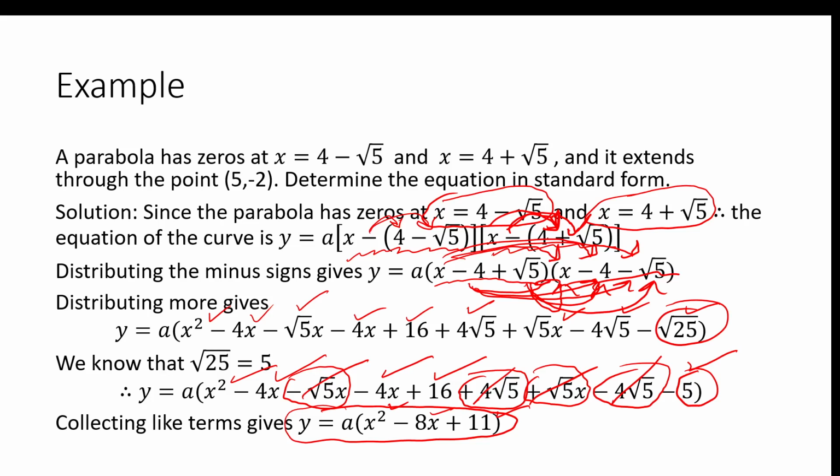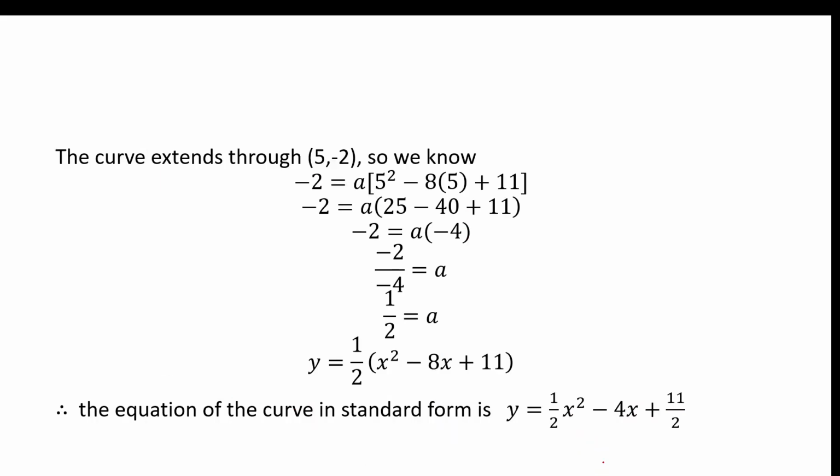Well, we still don't know what the value of a is, but fortunately, we still haven't used the point 5, negative 2. So all we're going to do is let y equal 5, and let x equal negative 2. And we're going to be in a great position after we do that to solve for a. So subbing that in, we get a times 25 minus 40 plus 11, which is a times negative 4. So ultimately then a is negative 2 over negative 4, which means a is a half.